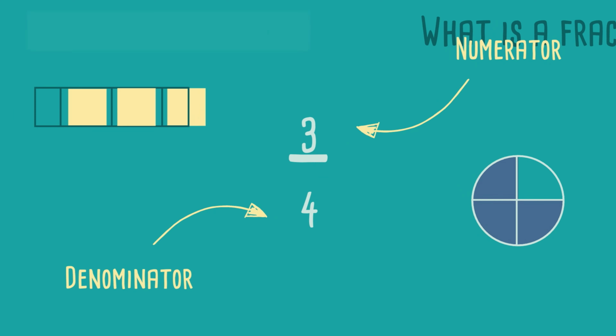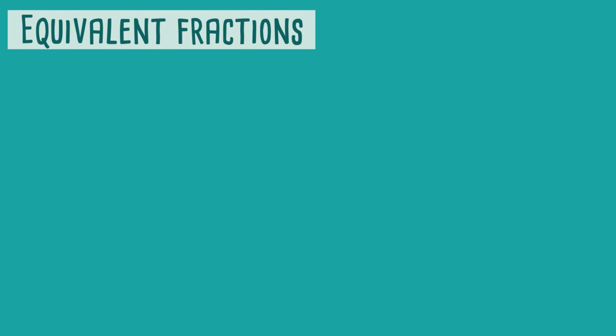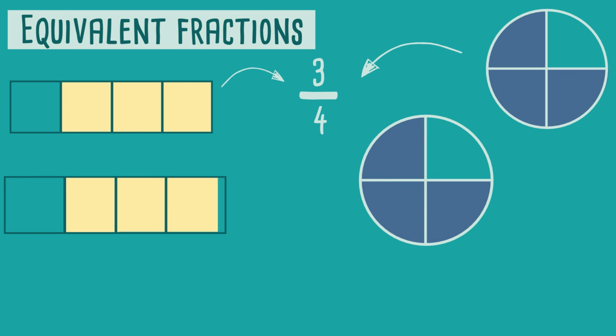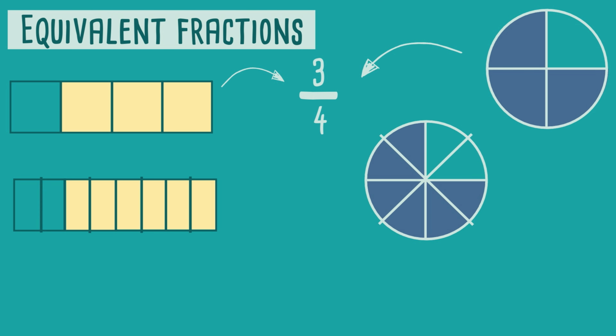A whole amount can be divided up in many different ways, so there are many different ways we can write the same fraction. We call these equivalent fractions. For example, if we divide our circle and rectangle up into 8 equal parts, we can say we have 6 out of the 8 parts, as 6 out of the 8 parts are shaded. In other words, 6/8.